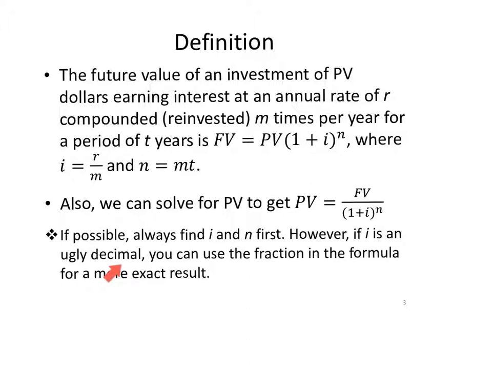Now, if possible, always find I and N first. If I is an ugly decimal, 0.04 divided by 12, you're going to have to round it. You're going to have to decide where to stop. Use the fraction in the formula for a more exact result. I'll always find my N value, number of compounding periods per year, multiplying by the number of years. But the I might leave in fraction form. Here we go.